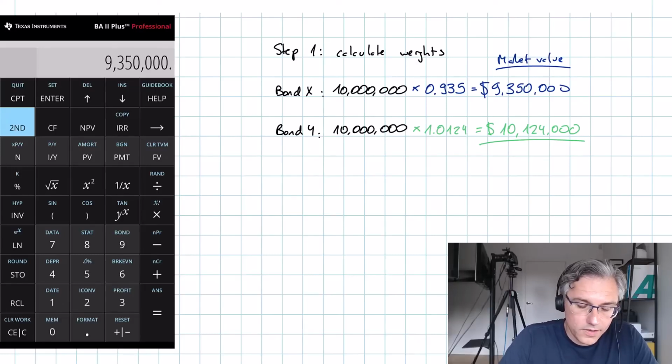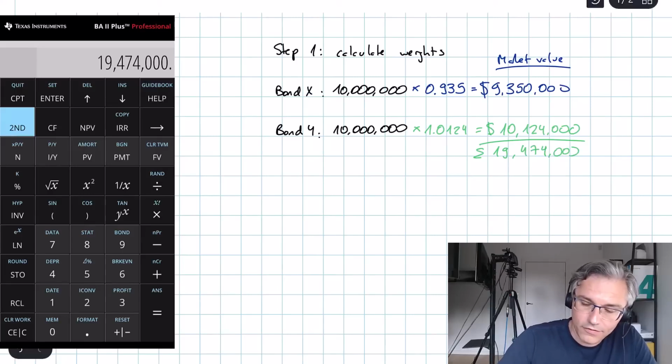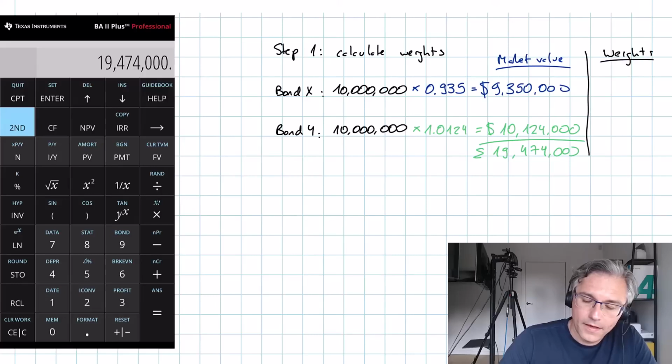935,000 plus 10,124,000. Okay, the total value of the portfolio in market terms is 19,474,000. And now for those all important weights, I will check what's the weight of this in the overall portfolio.